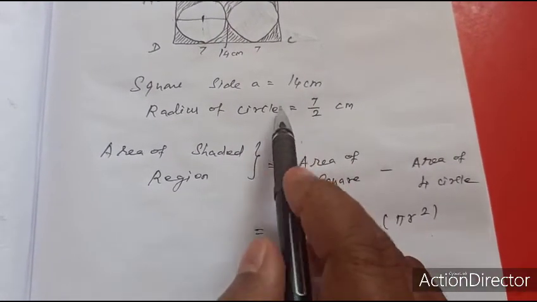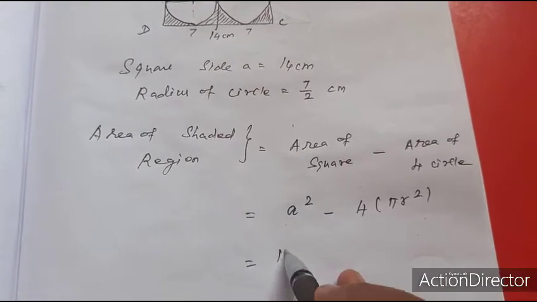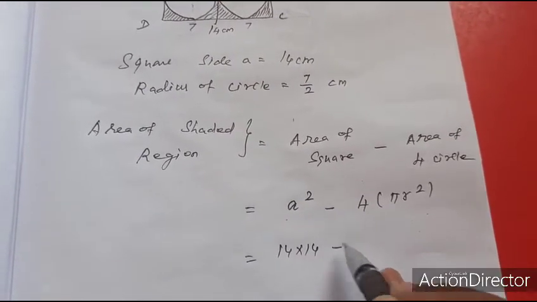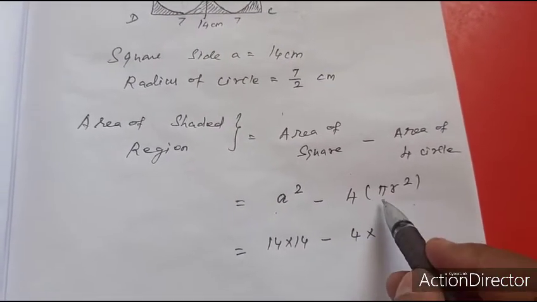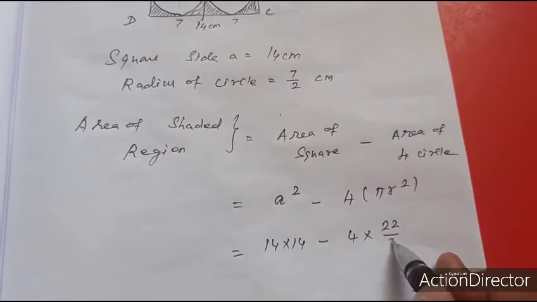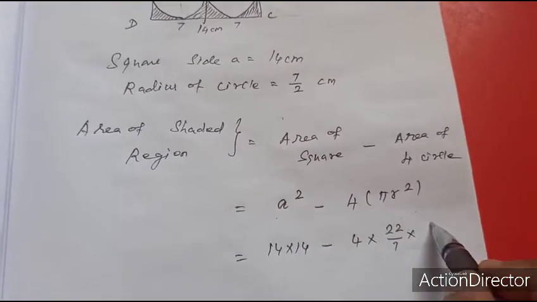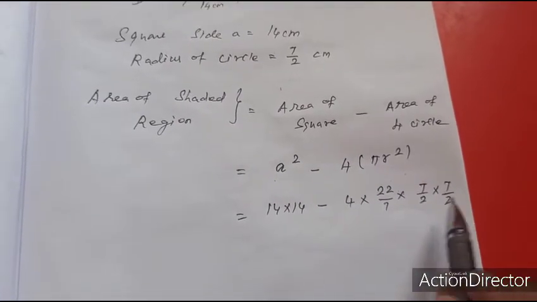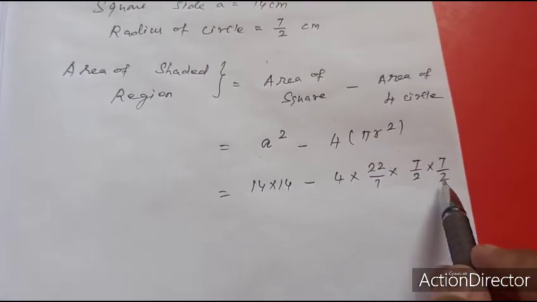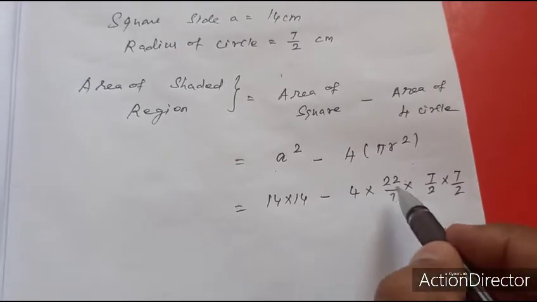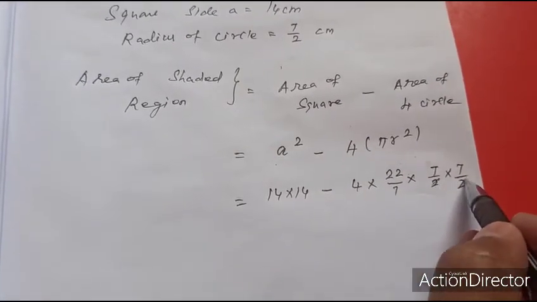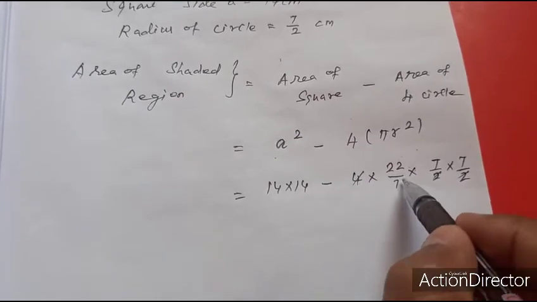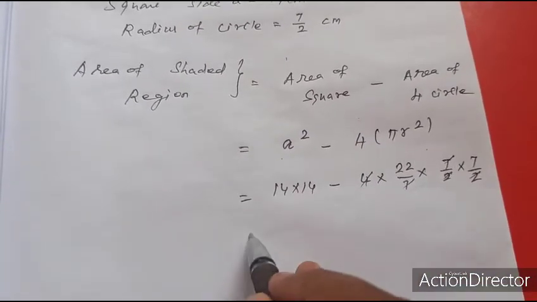Therefore, a square, where a is 14 centimeter: 14 into 14 minus 4 into pi, whose value is 22 by 7, into r, whose value is 7 by 2, into 7 by 2. The 2 twos are 4, cancel. The 1 seven is 7, cancel.